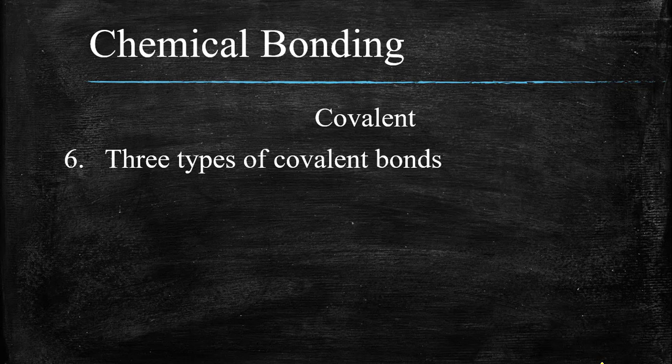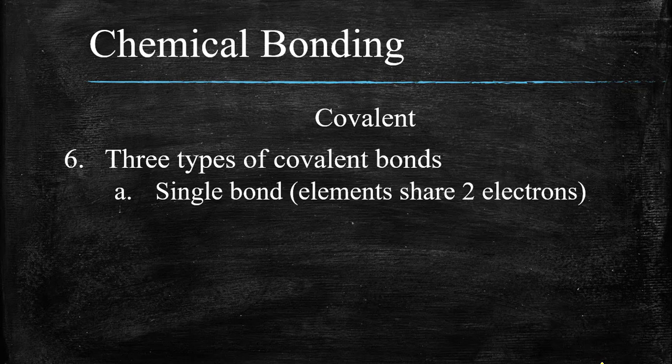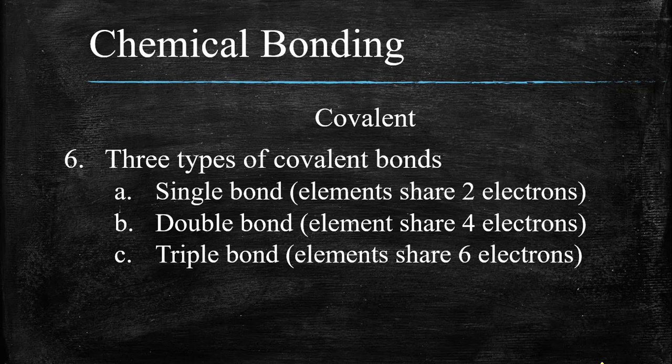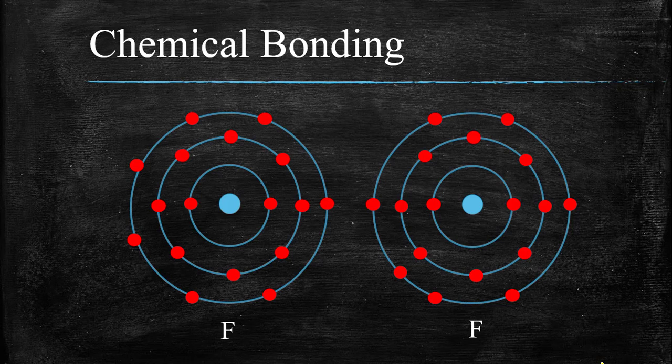And there are three types of covalent bonds. A single bond, where 2 electrons are shared, a double bond, where 4 electrons are shared, or a triple bond, where 6 electrons are shared. So schematically, let's look at 2 fluorine atoms. And remember, fluorine is one of the diatomic elements.